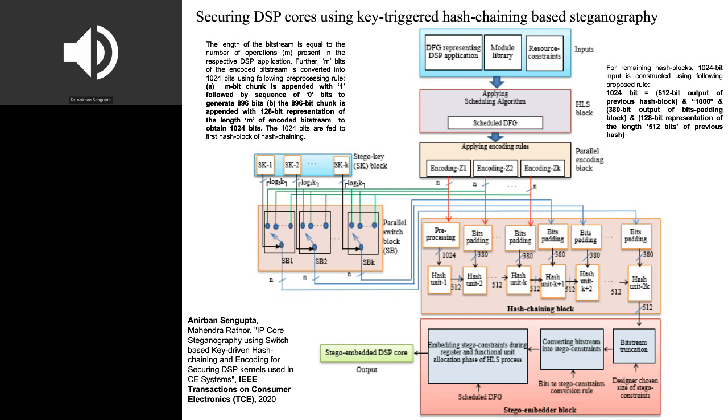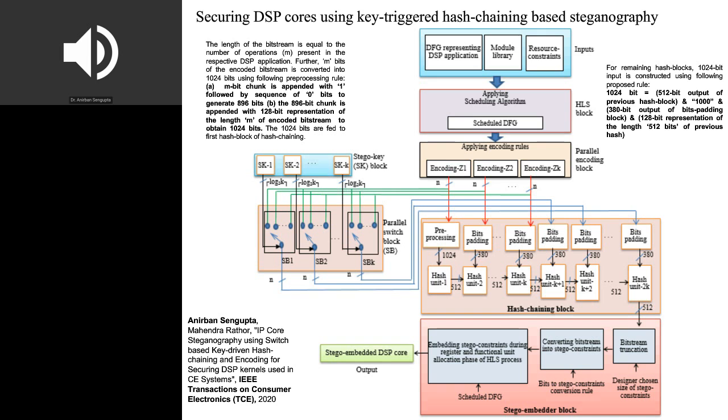And then for the remaining hash units, the 1024 bits can be formulated by taking the 512-bit output of the previous hash block and appending it with a 1000 and the 128-bit representation of the length, 512 bits, of the previous hash. This bit padding for the first k hash units can be directly obtained from encoding Z1 to encoding ZK, while for the remaining hash units, it will be an output from the parallel switch blocks which are controlled by the stego key.